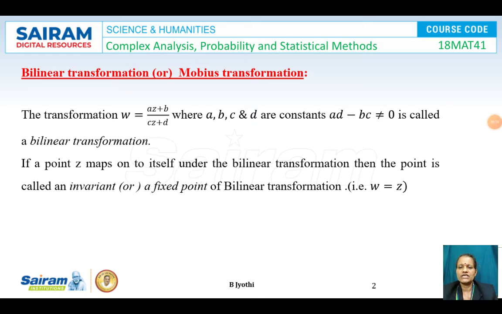The bilinear transformation, or the Mobius transformation, is defined by the transformation W = (AZ + B)/(CZ + D), where A, B, C, D are constants and AD - BC is not equal to 0. If a point Z maps onto itself under the bilinear transformation, then the point is called the invariant or fixed point of the bilinear transformation, that is W = Z.